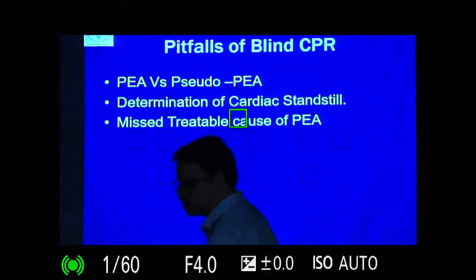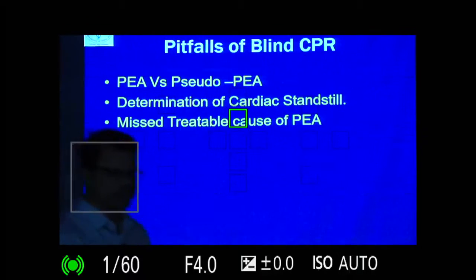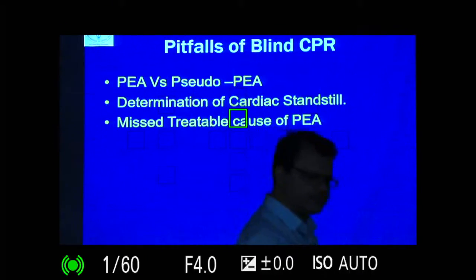So, we know what pulseless electrical activity is. Charu, can you say some of the causes of pulseless electrical activity? 5H, 5T. So, you just say H, one H. Hypoxia. Yeah. Next H. Hyperkalemia, hypothermia. We can't do anything by ultrasound. Yes, sir. Next H. Hypovolemia. We can find out why the patient has shock by ultrasound. Yes, sir. Next H.